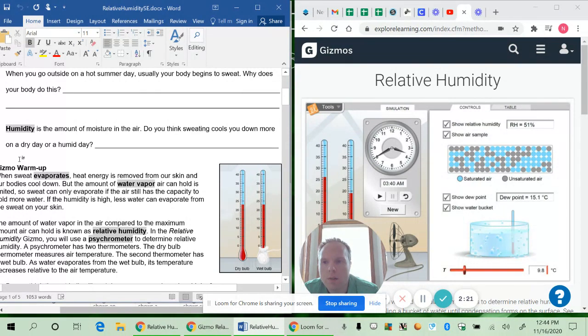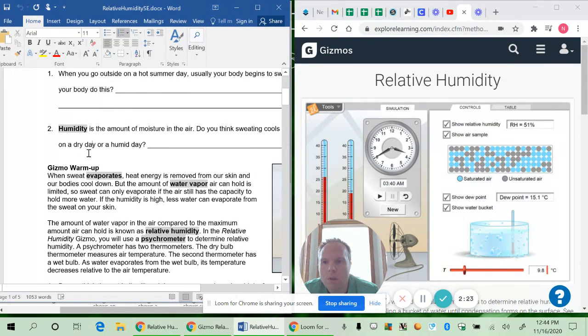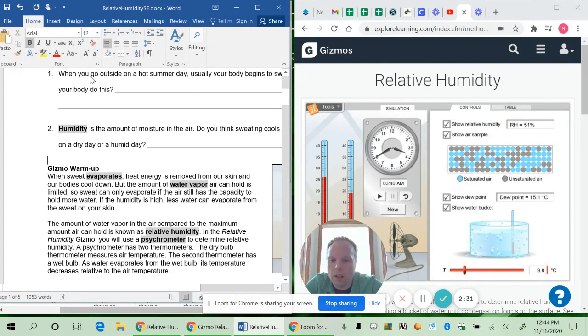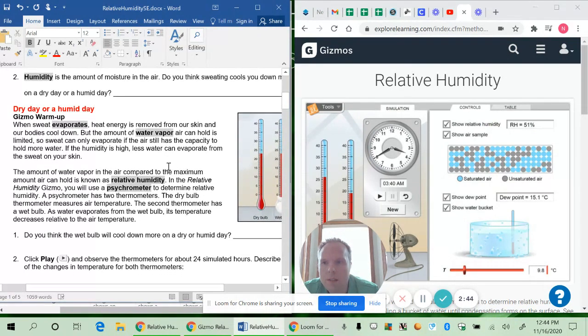Okay, I'm just going to write this down here so there's some room. So you would say either a dry day or a humid day. That's what would go in this blank. I didn't write it right here because it kind of is formatted weird. Then it says Gizmo warm up.